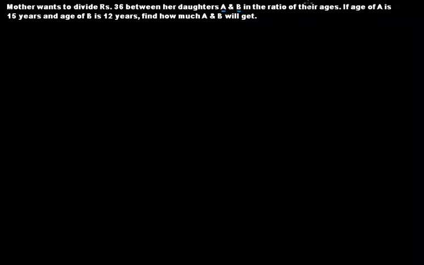If the age of A is 15 years, and the age of B is 12 years, find how much A and B will get. So we have to divide this rupees 36 between A and B depending upon the ratio of their ages.